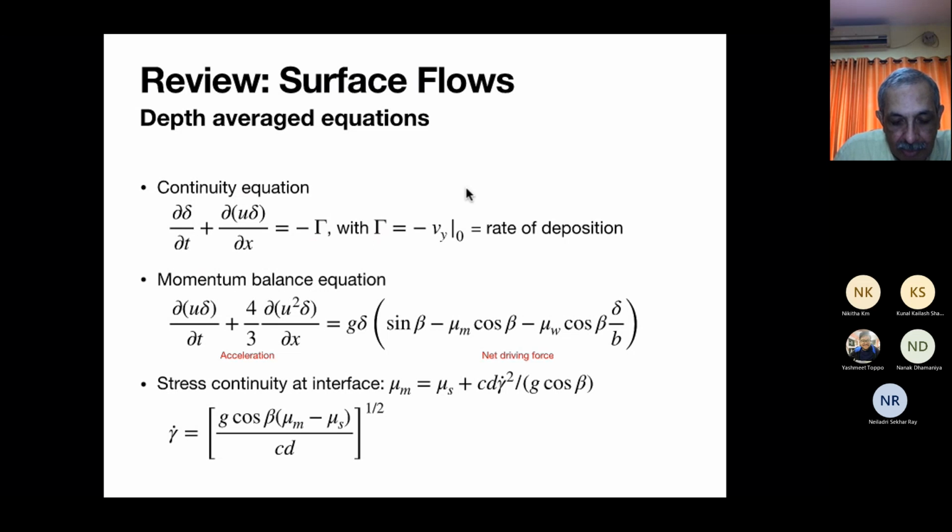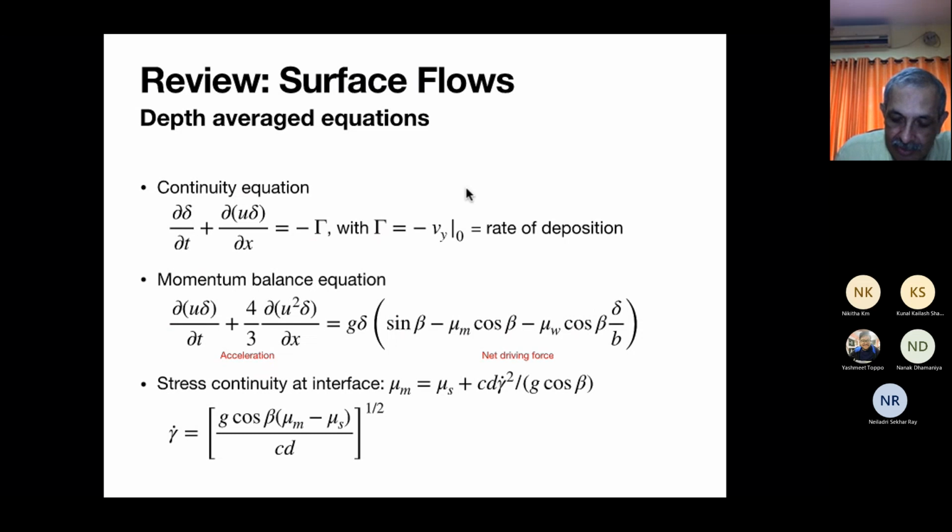And if you look at the momentum balance equation, then you get something like this. These terms correspond to the acceleration of the material, and this term is essentially the net driving force. So this is the driving force due to gravity, this is the resistance due to the bed friction, and this is the resistance due to the wall friction. So we have essentially this.